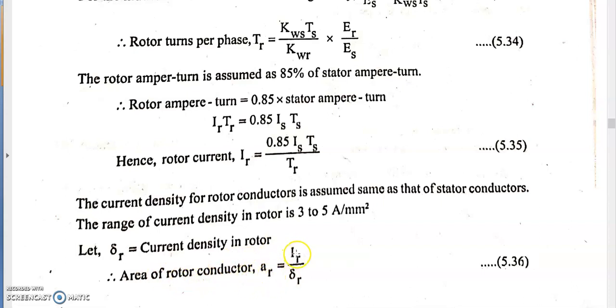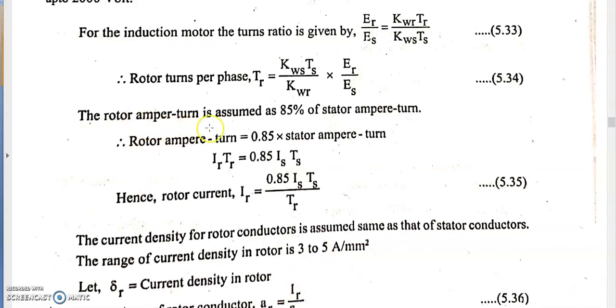AR is as usual the current divided by current density. Current density we are assuming is 3.25 ampere per mm square as usual. And this rotor current we need to calculate. This rotor current we are calculating based upon the rotor ampere turns. Rotor ampere turns will be 85% of stator ampere turns. So rotor ampere turns is rotor current and rotor turns.